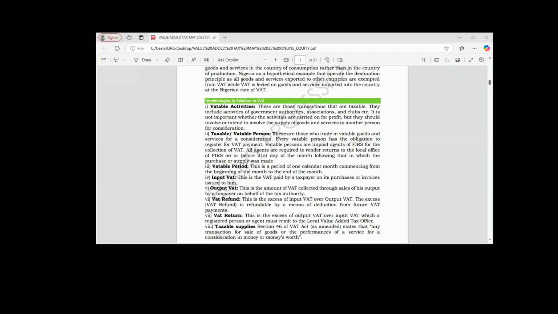Okay, no question. So in the absence of any question, this is where we are going to end the class today. We are going to continue from the terminology, from our next class. That's where we are going from number 4 terminology, which is input VAT.